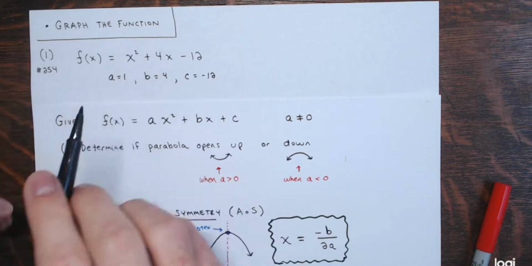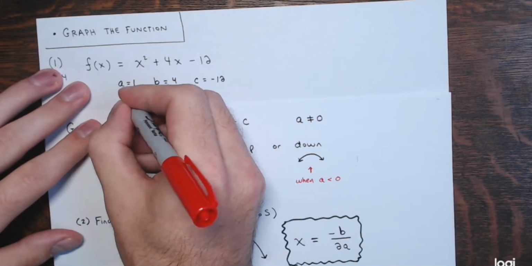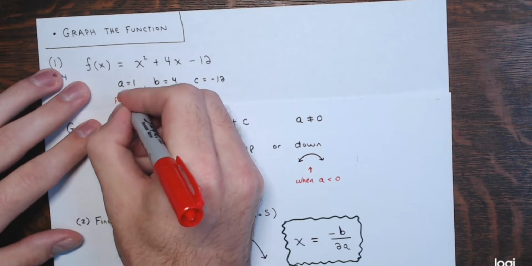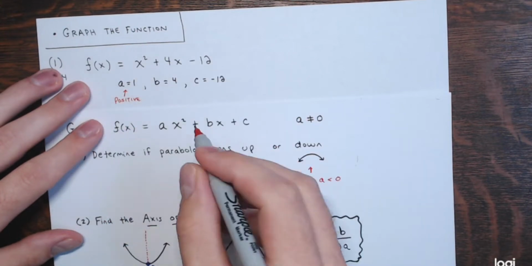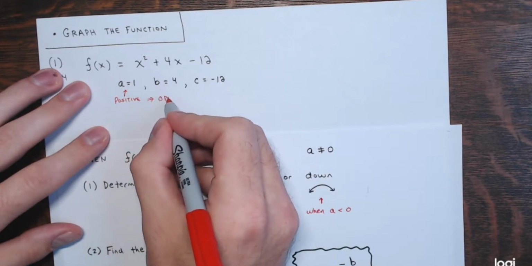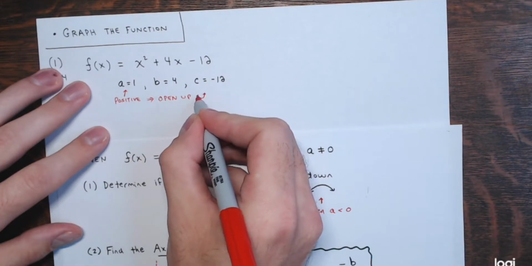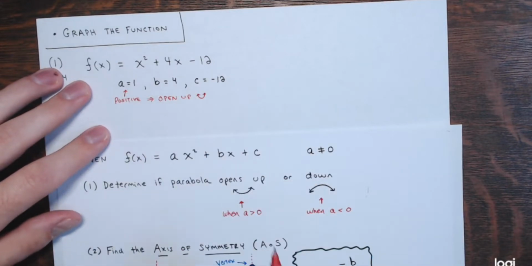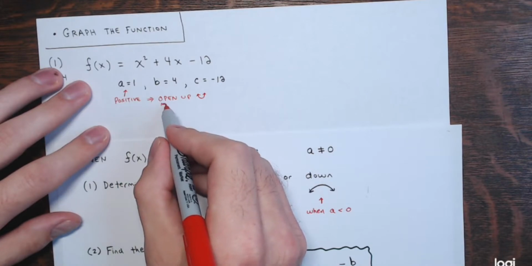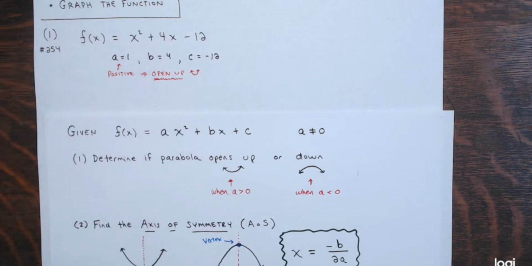And notice that the lead coefficient, the a, is positive. So that means that the parabola is going to be opening up when I'm done drawing it. It's going to be a smiley. It's got to open up. So if you're done drawing this and it's opening down, but you had a positive lead coefficient, then you know you did something wrong.